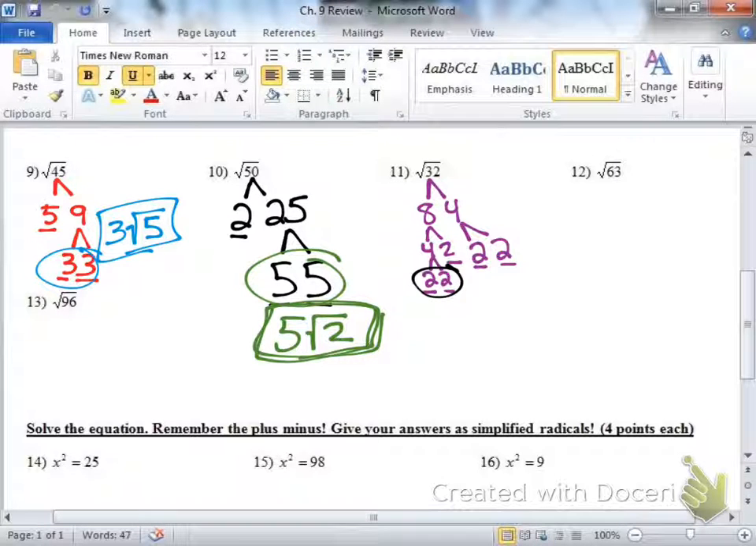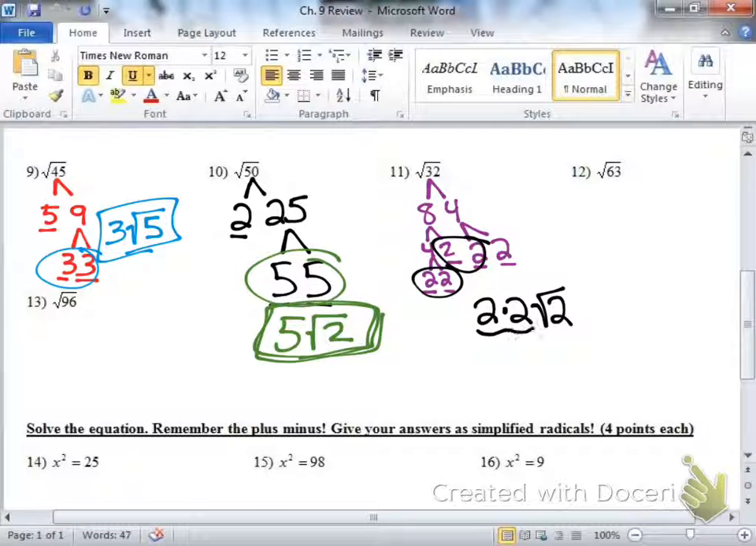Who's busting out? 2. 2. So out front I'll have 2 and 2. Who's on the inside? 2 and 4. You only use the prime numbers, the bottom branches. So the 4 we broke up to 2 and 2, so we can't use the 4. But we can use this lonely 2, right?